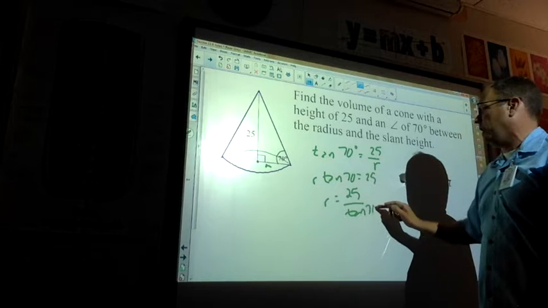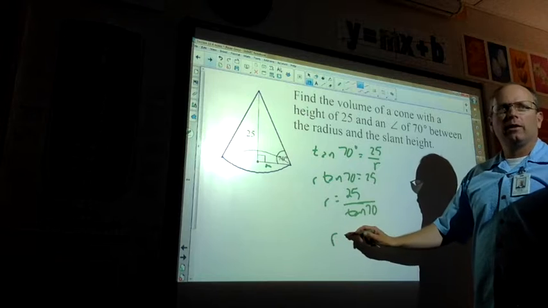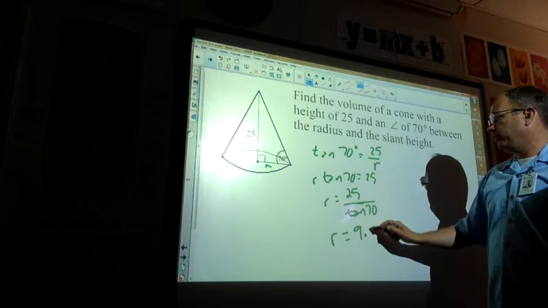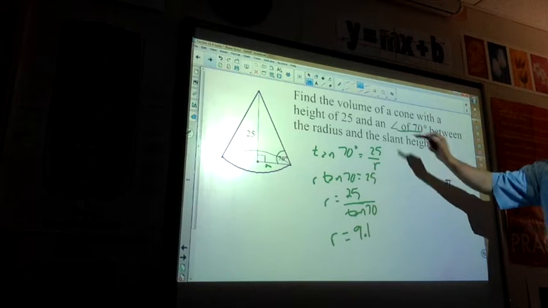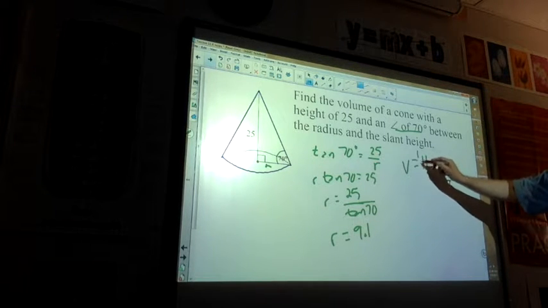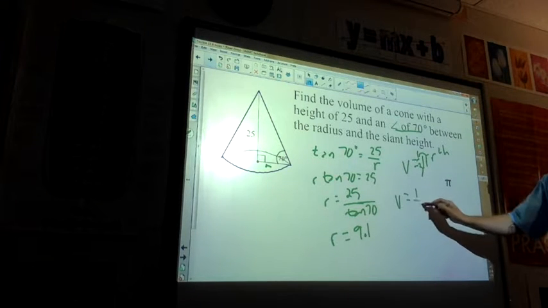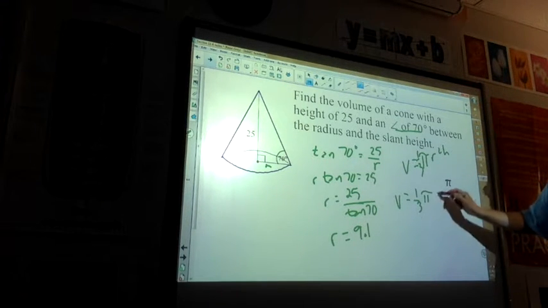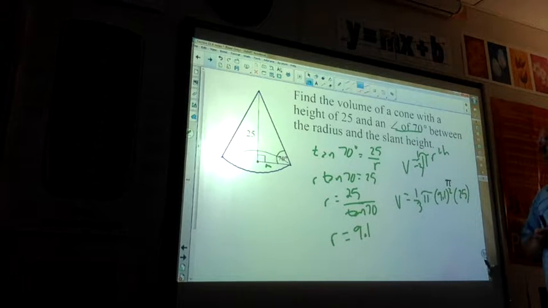As long as your calculator is in degrees, it's 9.1. All right, so now find the volume of a cone. Do I need to worry about this anymore? No. So volume is equal to 1/3 pi r squared height. So volume is equal to 1/3 pi, keep that as is. r squared is 9.1 squared. Height is 25. 9.1 squared is a big old number.